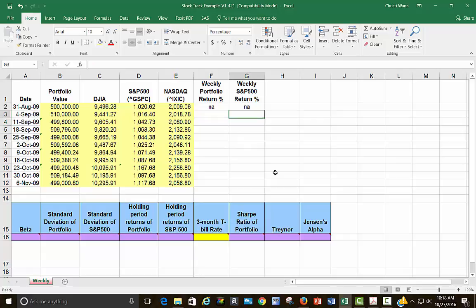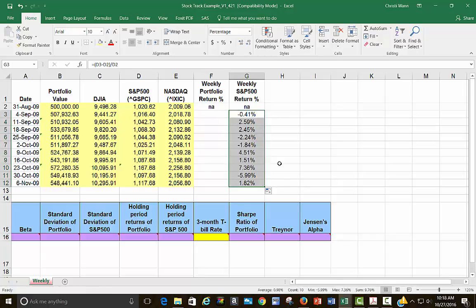Then you'll go over and calculate your weekly returns. So it's ending value minus beginning value, divided by beginning value. This is for the S&P 500. So I want to go to that column, ending minus beginning, and divided by the beginning. And then I want to drag that formula down. I had some formulas over here just to make things work out, so don't worry that those numbers changed.